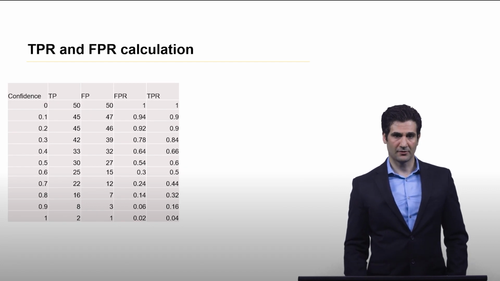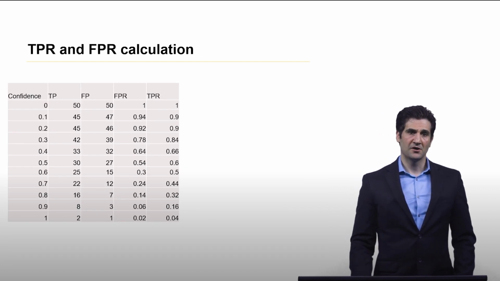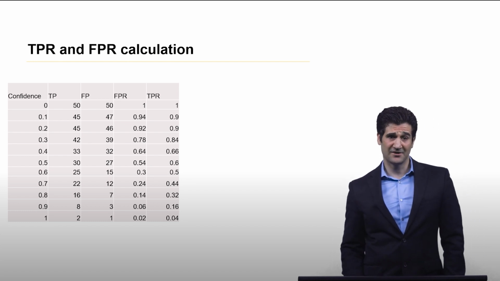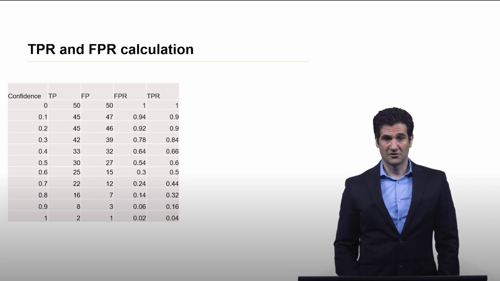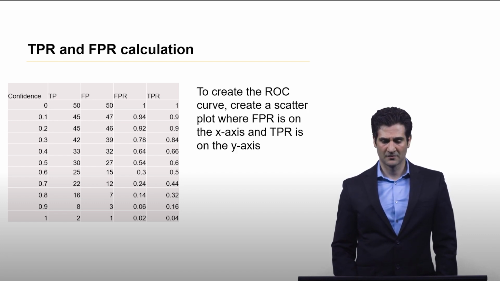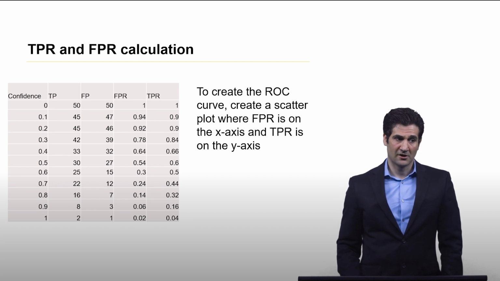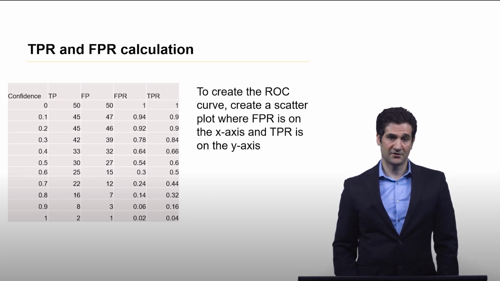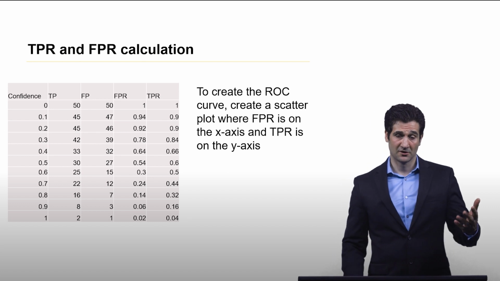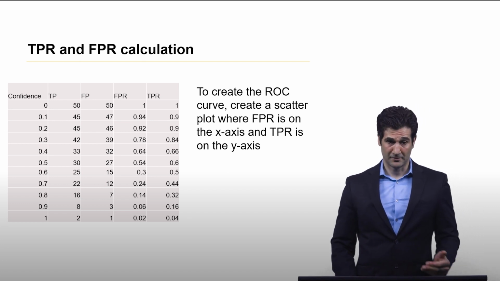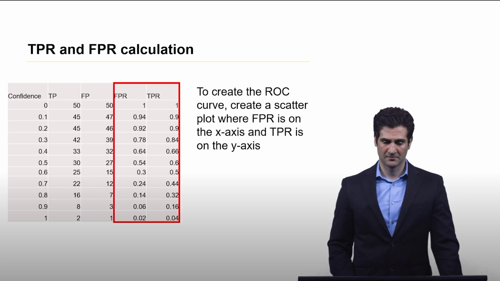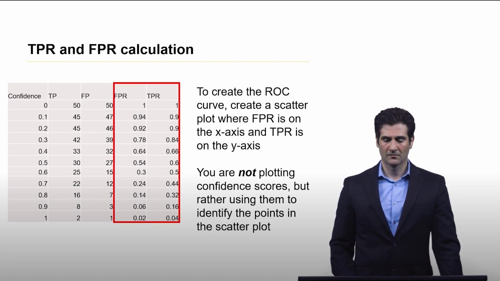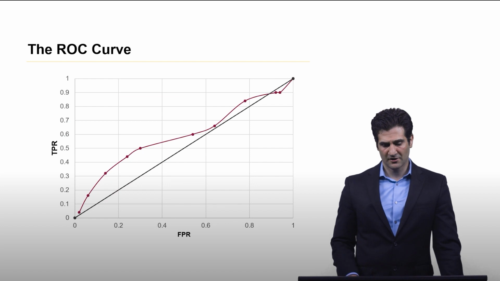Now the thing is, when we plot this, we are not actually plotting the confidence values on the chart. The chart is simply looking at the false positives and true positives. False positive rate is on the x-axis and the true positive rate goes on the y. So we can measure the true positive rate based on a certain acceptance of a level of false positives. So here's how it looks.